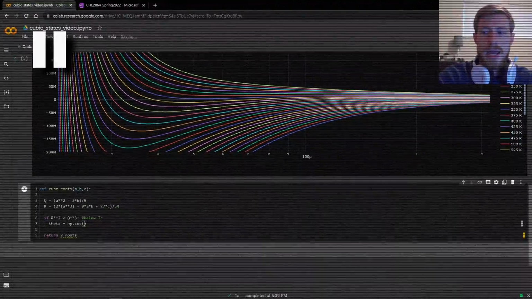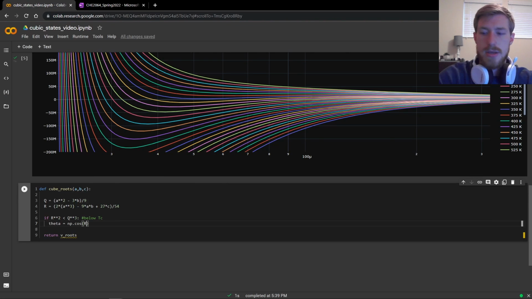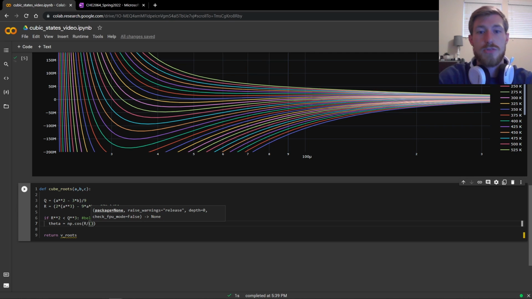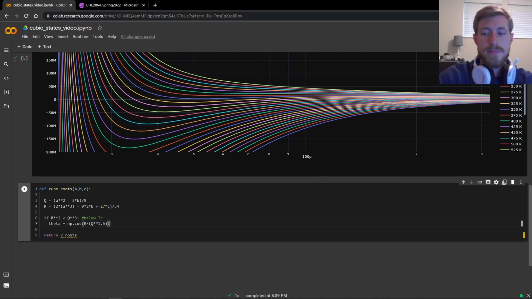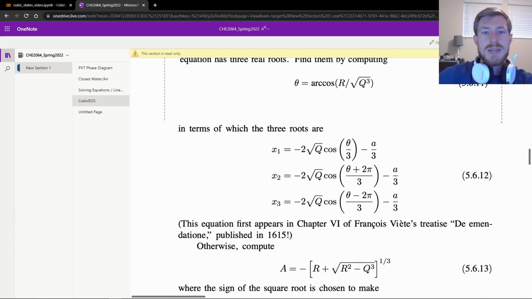That's going to be of R, right? R divided by Q to the 3rd power within a square root. That as an exponent is written as 3 over 2, which we can just shortcut to Q to the power of 1.5, because 3 divided by 2 is 1.5. So this is our theta, and the next thing we're going to want to do is find these 3 roots. Looking at these 3 different root equations, we see they're very similar.